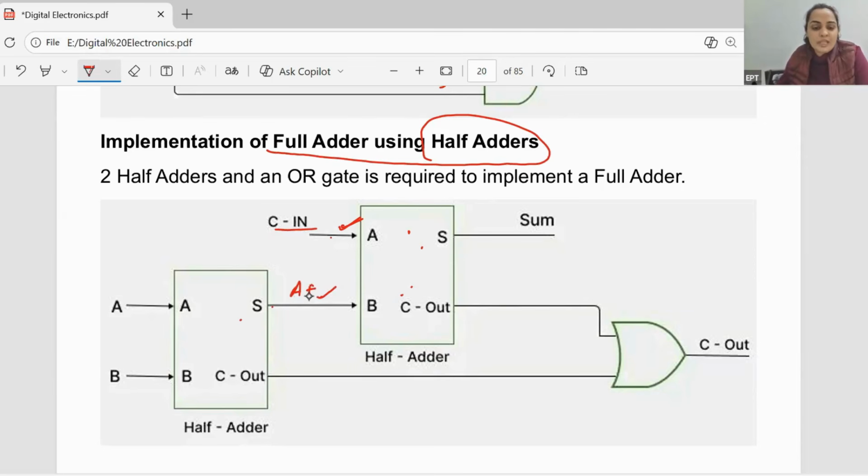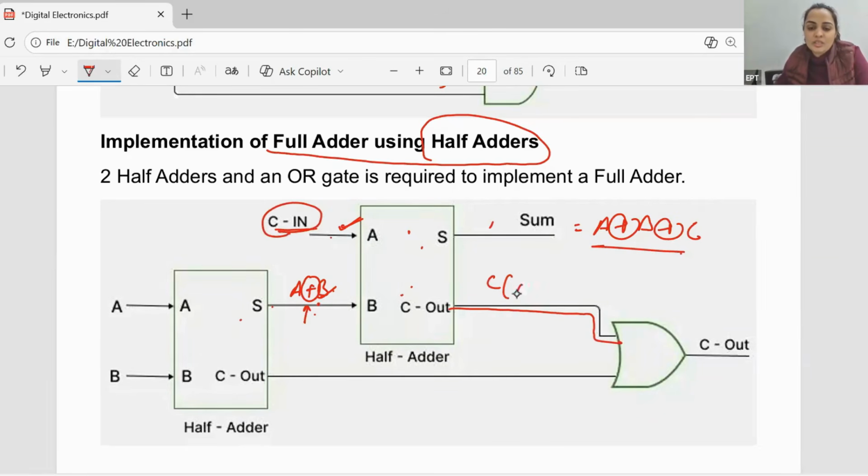So this is going to be A plus B. Okay, it is an arithmetic operation, not logical. And this sum is going to be A XOR B. Now this is going to be A XOR B XOR C. Right here, this is nothing but C in, and this is C into A XOR B. This is C out, right? And this is AB, right? So perform the addition operation, so this is going to be carry, right? Like this you can do it.